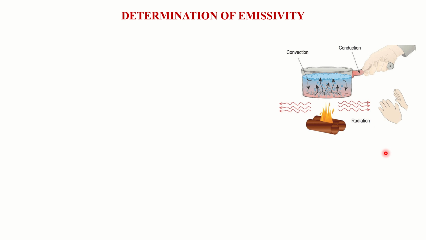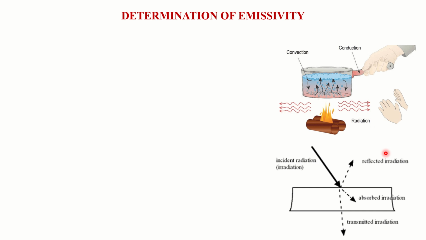What happens when incident radiation falls on the surface? When incident radiation falls over the surface, part of the energy is absorbed, part of the energy is transmitted, and part of the energy is reflected. Now let us see what are the theories involved in radiation heat transfer.